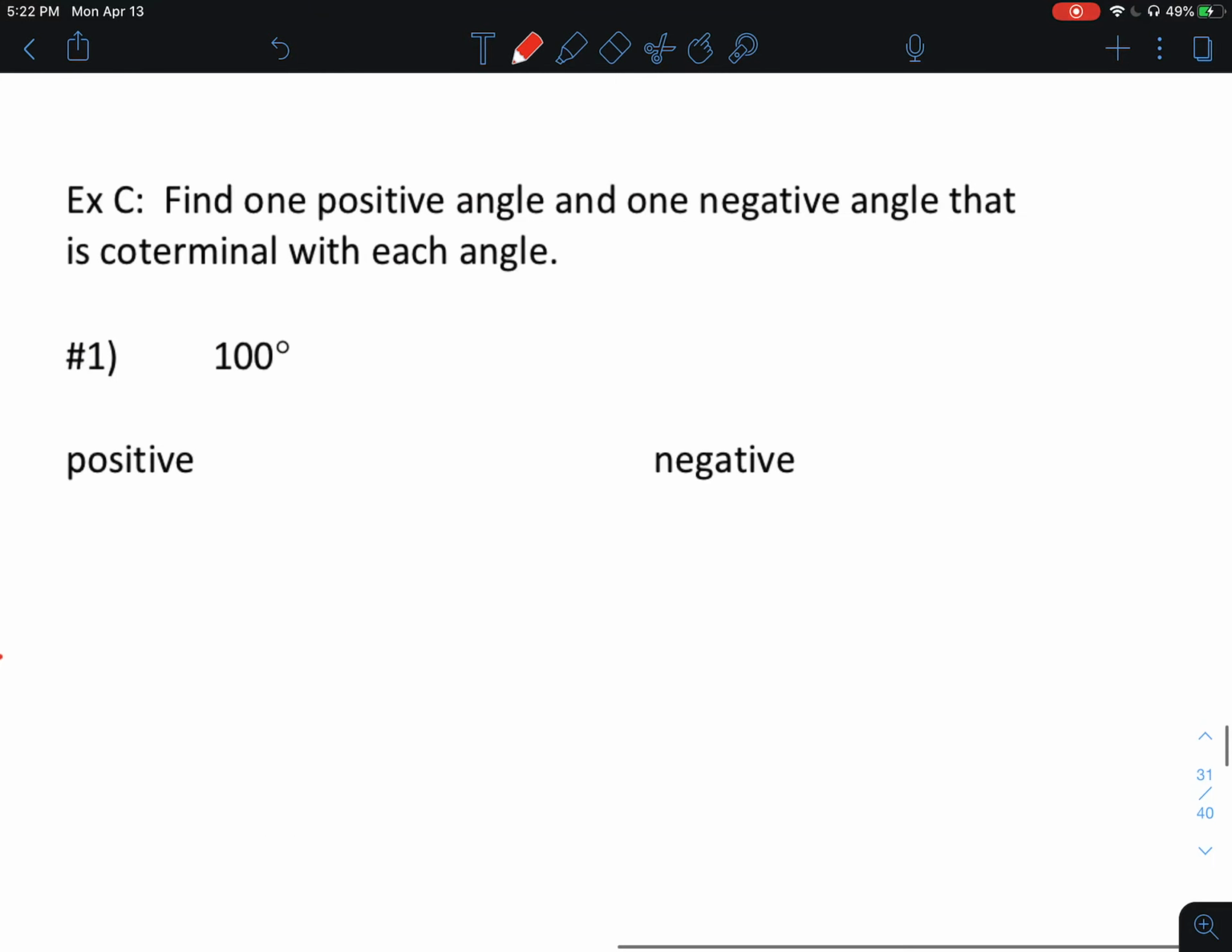Example C. Example C is always so excited to be around. I mean, look at that smiley face. Find one positive angle and one negative angle that are coterminal with each angle.